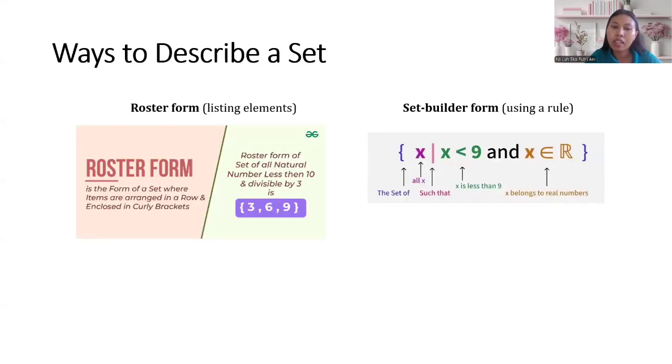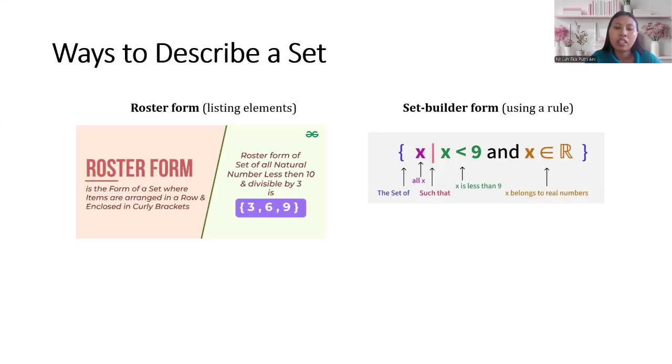Ways to describe a set. There are two common ways to describe a set. One, roster form, where we list the elements. A roster form is the form of a set where items are arranged in a row and enclosed in curly brackets. For example, the roster form of the set of all natural numbers less than 10 and divisible by 3 is the set {3, 6, 9}.